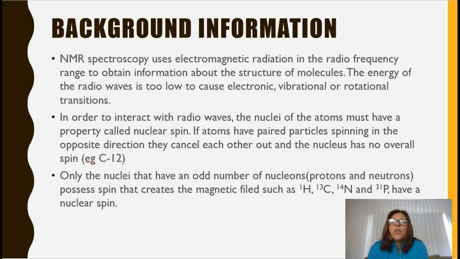Really only nuclei that have an odd number of nucleons, so protons and neutrons, will actually possess spin that will create a magnetic field. And this is a property that NMR is based on. We're looking at things such as a proton, so hydrogen 1, and carbon 13, so they're the two we are going to study, but you can also see phosphorus 31, and there are some other ones that also have that unpaired nucleon.